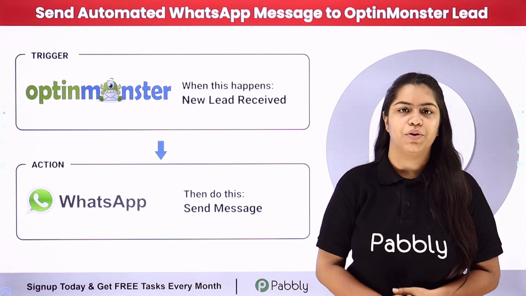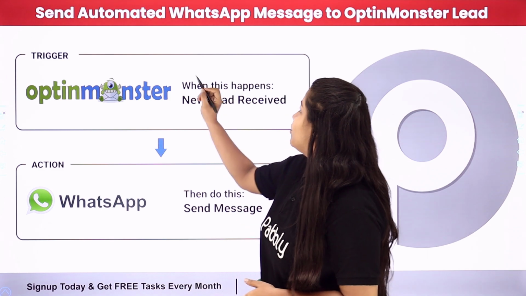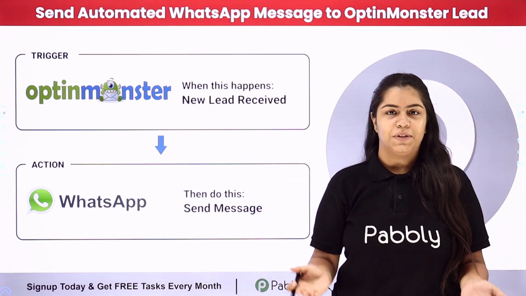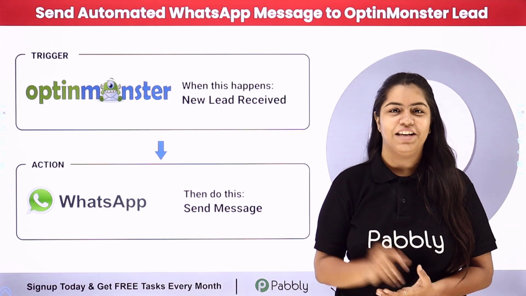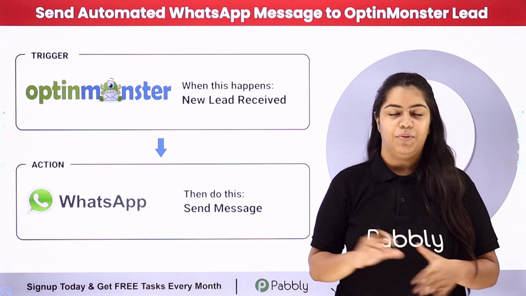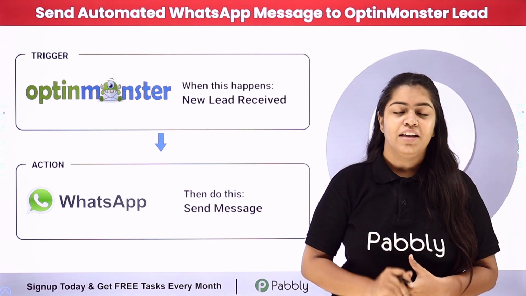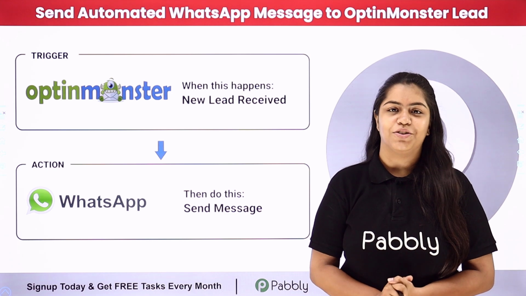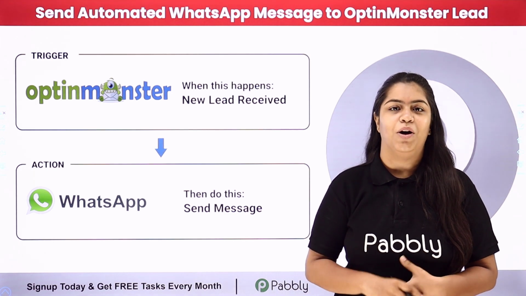So in this video we are going to understand how to send automated WhatsApp messages to OptinMonster lead. So are you also using OptinMonster? Then this video is definitely for you. So over here I'm using OptinMonster for my business, and I wish that as soon as a new lead is received in my OptinMonster account, automatically an automated WhatsApp message should be sent to all my leads.